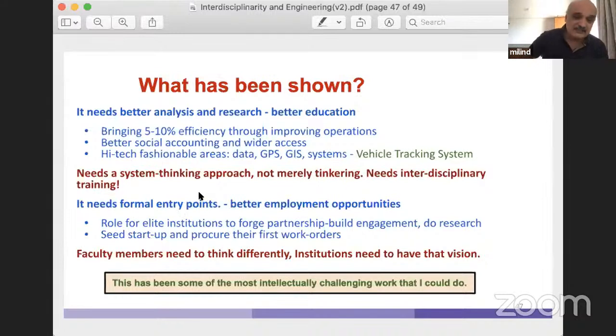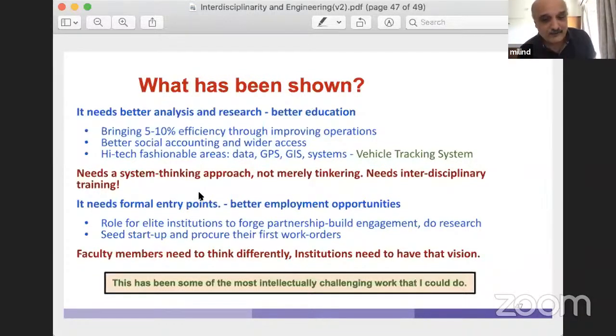For elite institutions like the IISc, the IITs and the IISERs, they have to illustrate that these engagements will actually deliver better systems. So we really have to engage with the bus depots, the drinking water supply department, the ration office. If you look at the PDS, it has a great logistics problem. It has to deliver millions of bags of rice and wheat and so on. So our institutions need to seed startups and help our students or graduates procure the first work order.